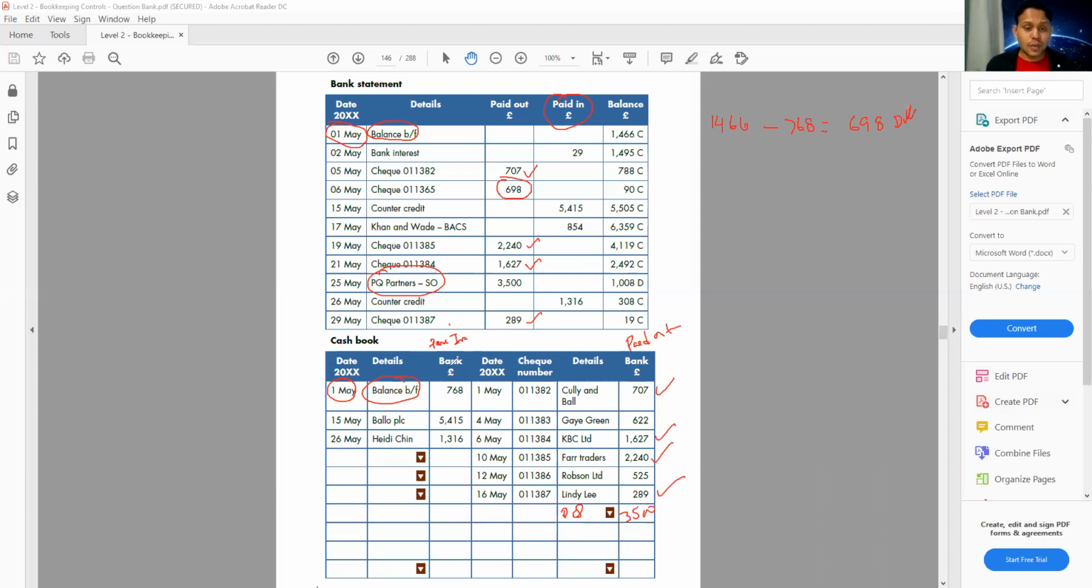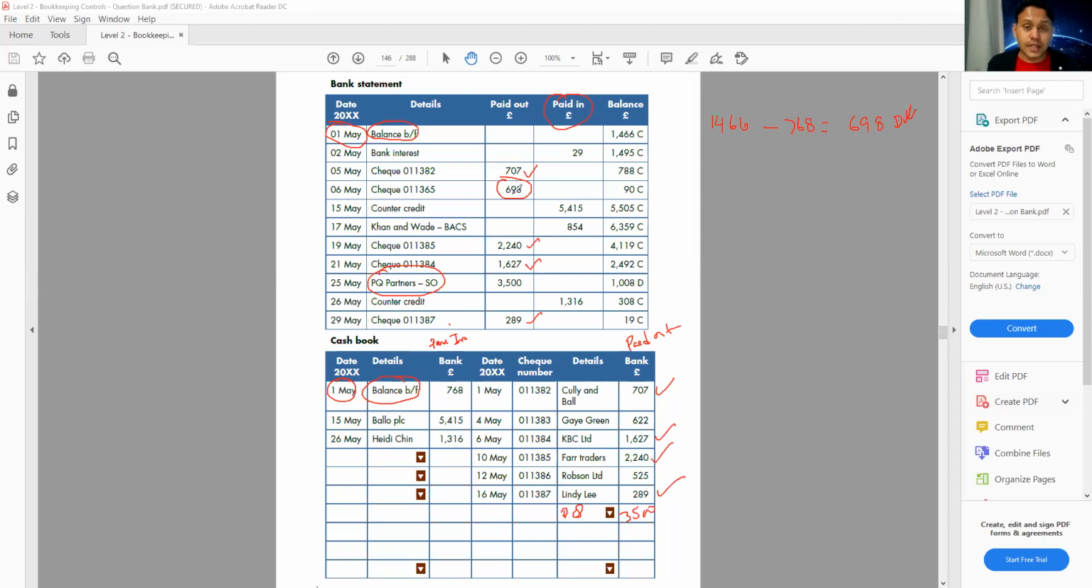Why? Because my opening balance is telling me I already did it before. So I gave that check maybe next month, last month, or two months before. The person didn't come to the bank, so the person comes to the bank now. That's why it shows I have less money and the bank says you have more money. Actually, when I issue a check, I already deduct it from my book. That's why my book says I have less money. So this is because of an unpresented check.